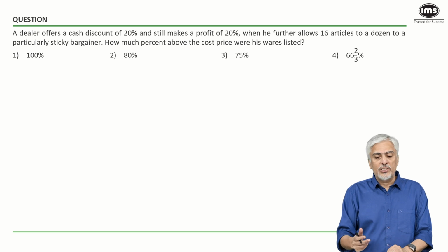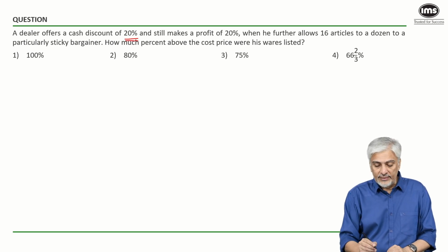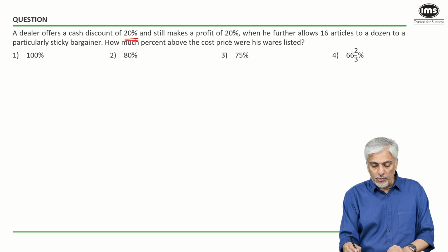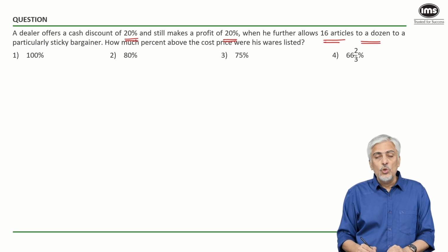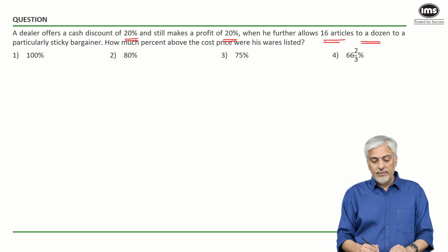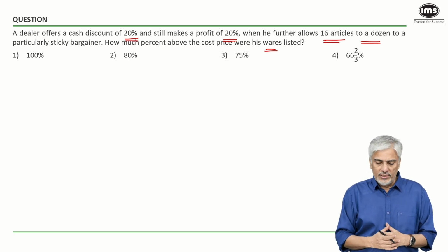A question from profit and loss. A dealer offers a cash discount of 20% and still makes a profit of 20%. When he further allows 16 articles to a dozen to a particular sticky bargainer, how much percent above the cost price were his wares listed? That means wares are goods listed. So let's understand a couple of things over here.